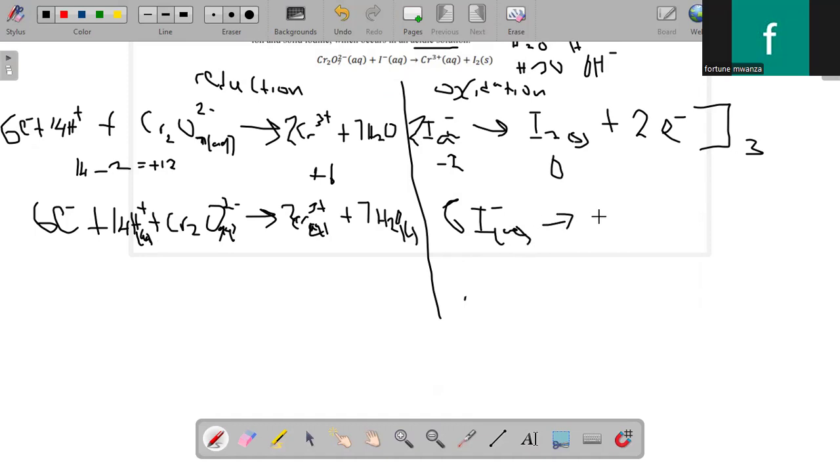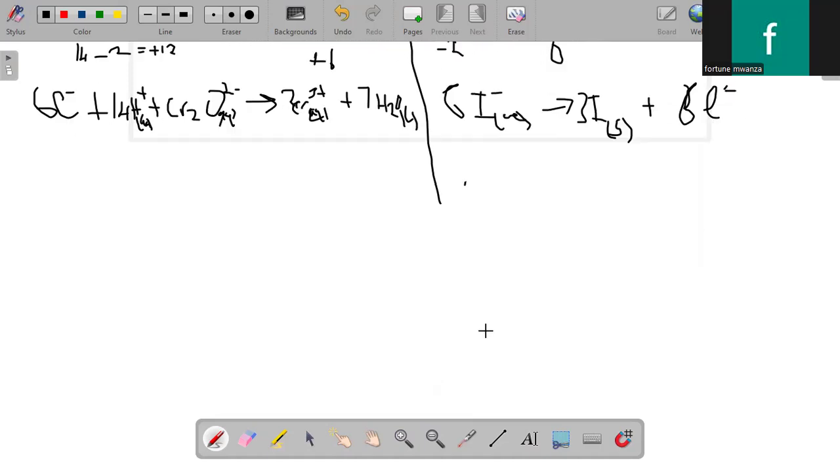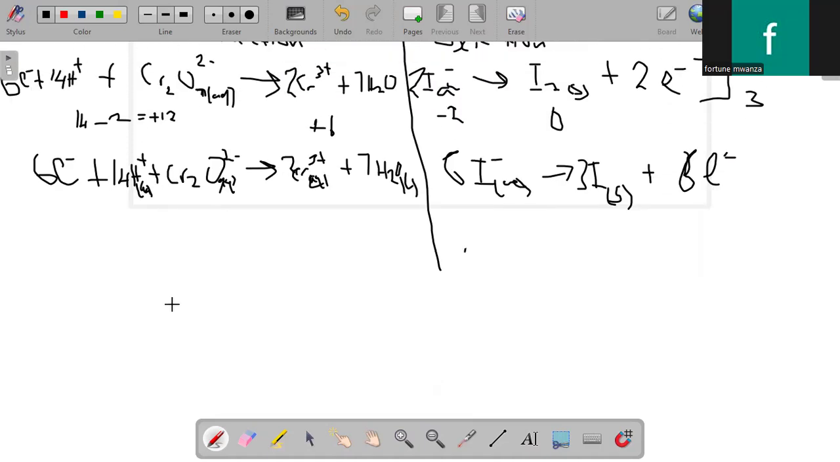giving me 3 iodine, solid, plus 6 electrons. So now the electrons are equal. Let me write my two equations here so that you see what you're supposed to do next. I have 6 electrons plus, so I'm writing this one, 14 hydrogens.